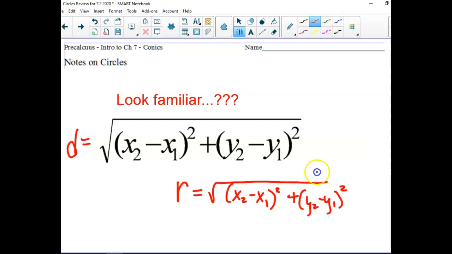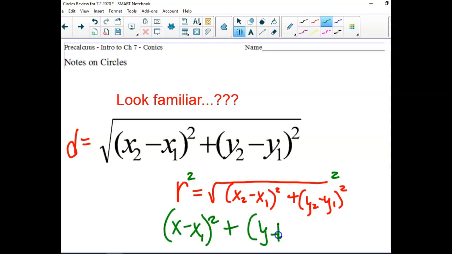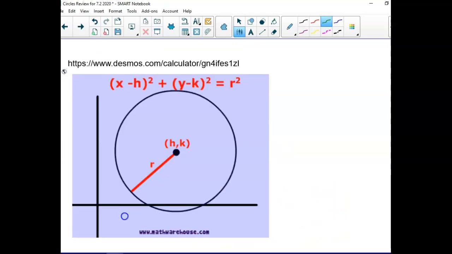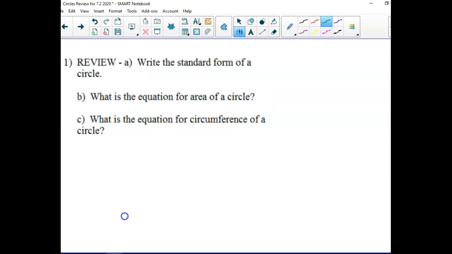Well, guess what? The equation of a circle does is they square both sides so that it says x minus x squared plus y minus y squared equals the radius squared. So they got rid of the square root over all this side. That's the equation of a circle. It comes from the distance formula because that's the definition of a circle. So write that down. What is the standard form of a circle right here?